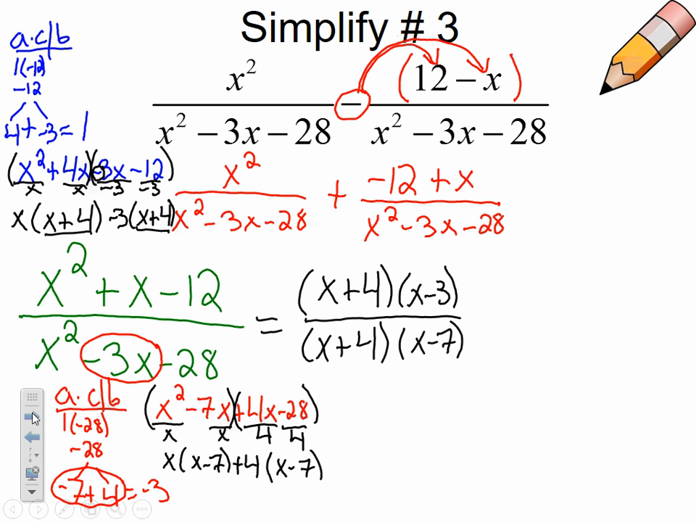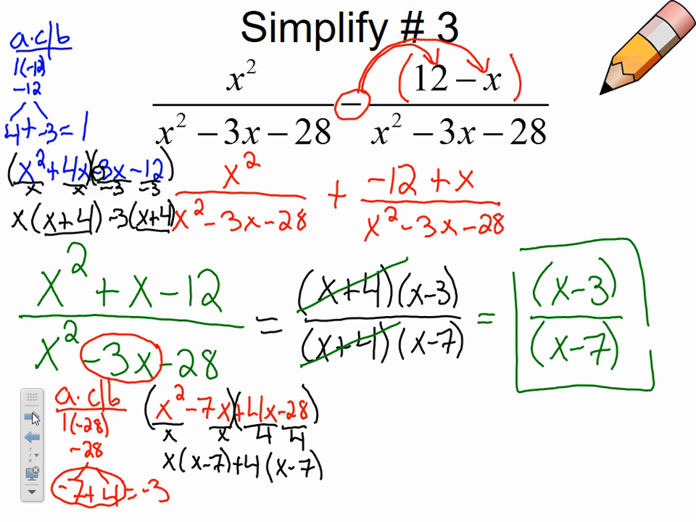Now that it's factored out, now we can cancel. Remember, we can only cancel if things are exactly the same. So on the top I have an x plus 4. On the bottom I have an x plus 4. So those can cancel out. I have an x minus 3 and x minus 7. Those are different. So my answer is going to be x minus 3 over x minus 7. And that is going to be my final answer for that one.